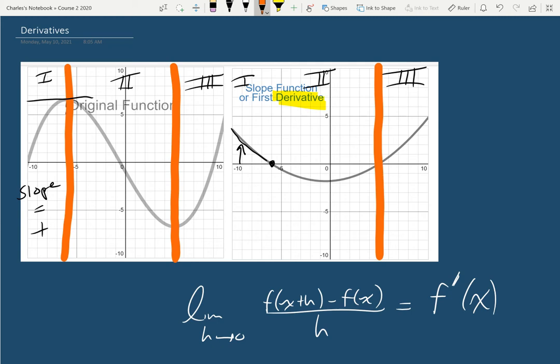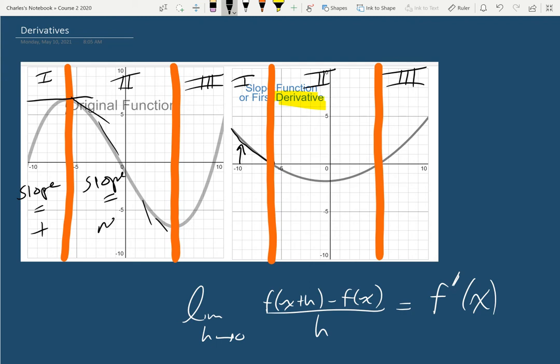Okay, so that 0 is kind of important. And then what happens in region 2? Well, the slope of the tangent line in the original function gets steeper, and then at some point it gets flatter, but the whole time its slope is negative.